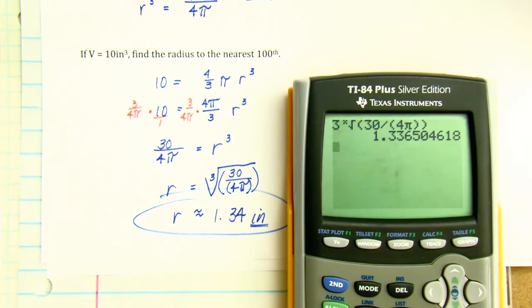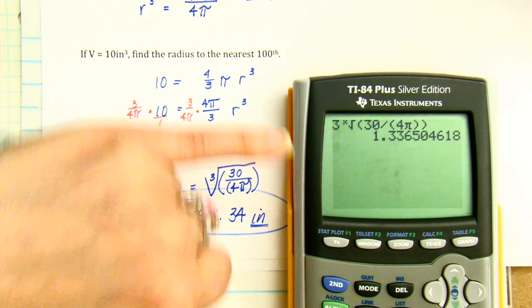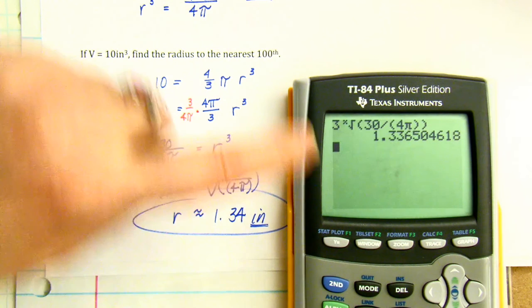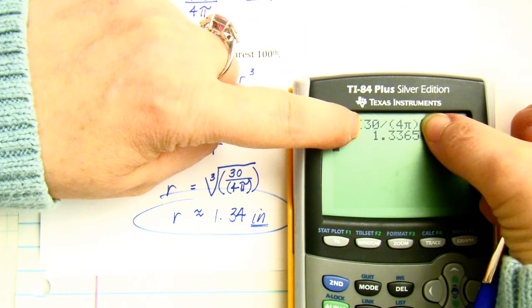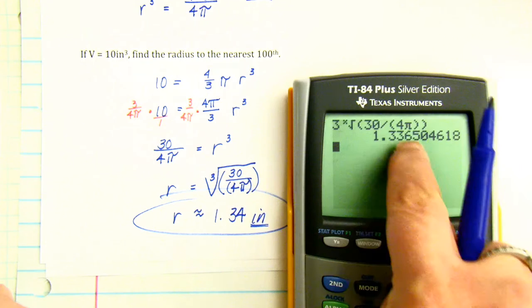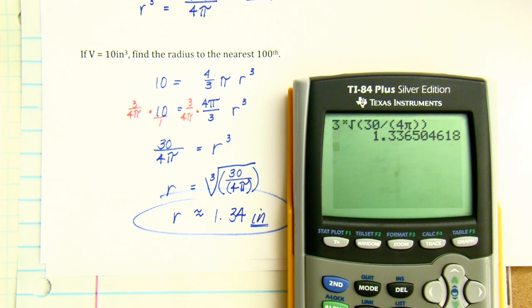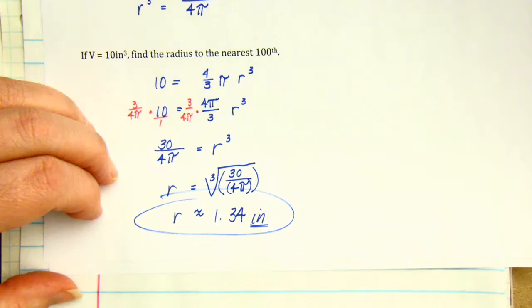Notice my way I'm typing in the calculator. I got cube root. These parentheses are grouping the fraction, and then I'm grouping my product right there. If you have questions on how to use your calculator or on this process, please ask. Don't forget, you've got to get used to that grouping on the calculator.